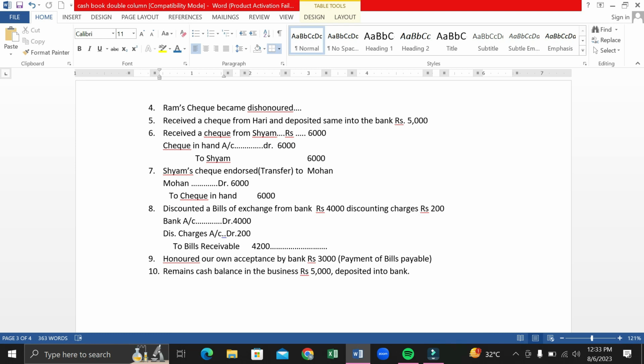So now the next 3 entries are really very important. Again, the 8th one is discounted our bills of exchange from bank rupees 4,000 and discounting charges which is taken by the bank rupees 200. So the actual amount of the bill was rupees 4,200. When we had discounted it from the bank, the bank took some charges from us for discounting that bill. So our journal entry will be: bank account debit, discounting charges account debit, to bill receivable account.